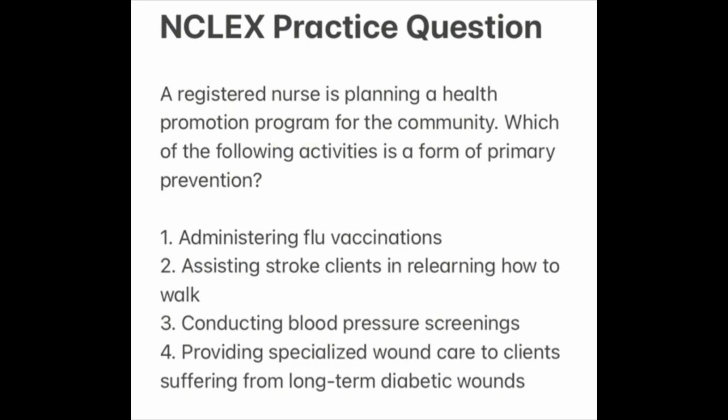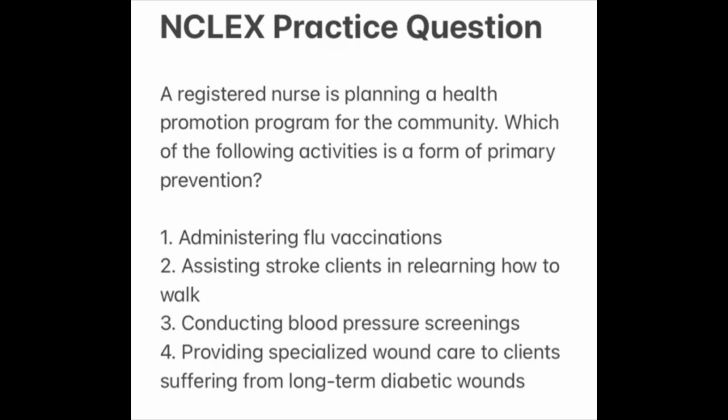Now, number 3, conducting blood pressure screenings. Well, this one should be a giveaway because remember what we said, secondary equals screenings. Think of those S's, okay? So that is going to be a form of secondary prevention. And then number 4, providing specialized wound care to clients suffering from long-term diabetic wounds. Well, that one's kind of similar to number 2 because the client already has the diabetes. They already have had these diabetic wounds. So you can think of that as a form of tertiary or treatment.